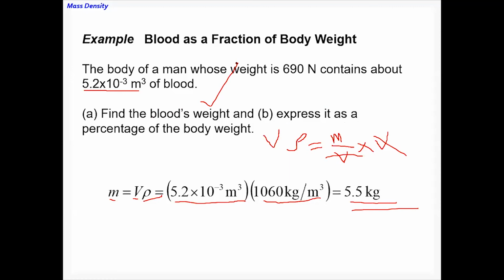Now what is part B? Express it as a percentage of body weight. So how do you do that? So what is the weight of this guy? The man whose weight is, see, his weight is this.